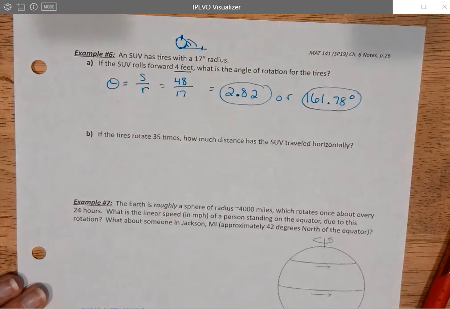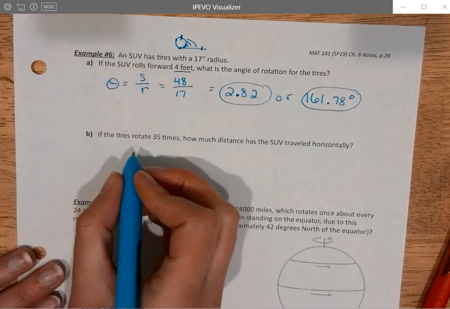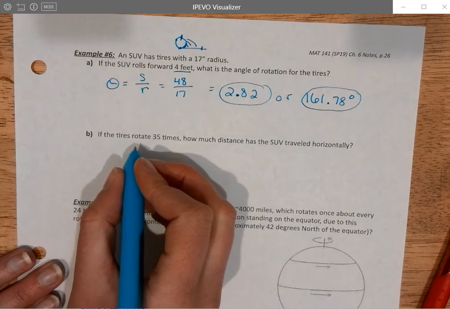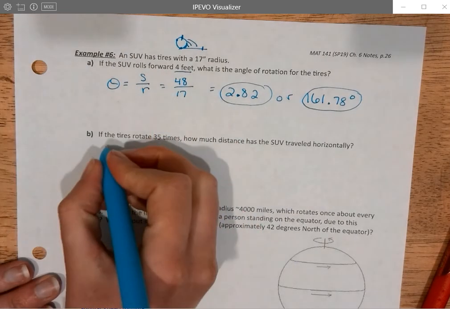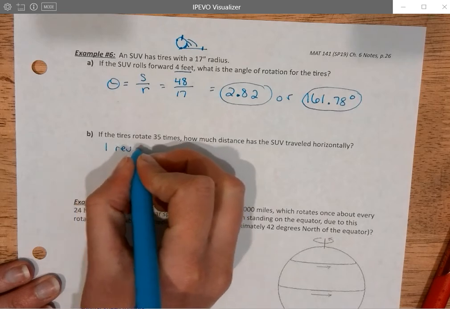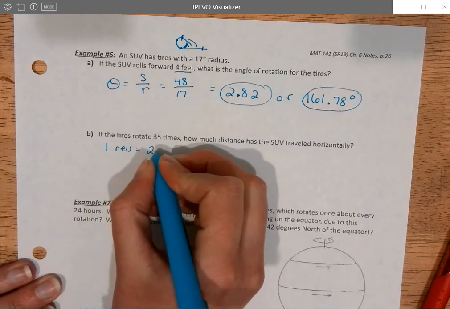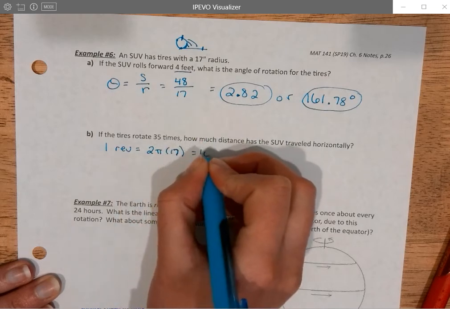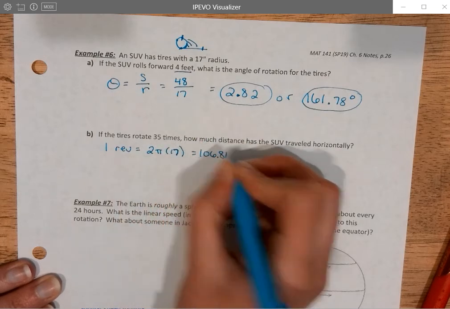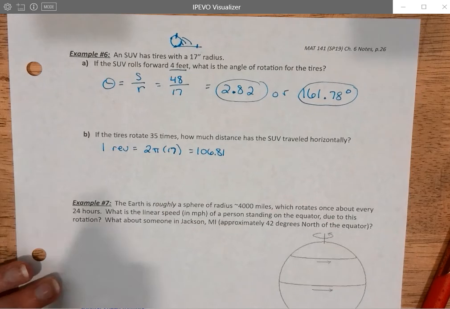All right. If the tire rotates 35 times, how much distance has the SUV traveled horizontally? Now we're going to fully rotate 35 times, and one full rotation is going to be all the way around the circumference. So 1 revolution equals the circumference of 2 times pi times 17, which we said was 106.81 approximately. And so that's one revolution.